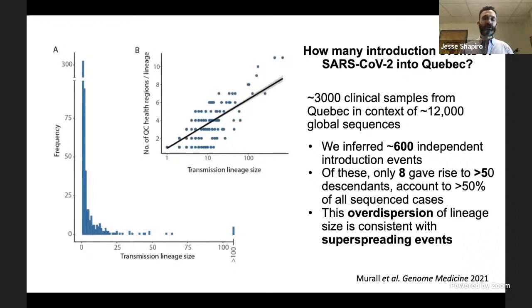This is also evident in terms of geographic spread. So again, here on the x-axis is the transmission lineage size. So how many descendants does a lineage have on the tree? And the y-axis is a measure of the geographic spread within the province of Quebec. So Quebec is divided up into about 18 different health regions. And you can see there's a really nice linear relationship where bigger lineages spread to more regions. Okay, so these successful lineages have a lot of descendants, and those descendants spread widely geographically in the province.